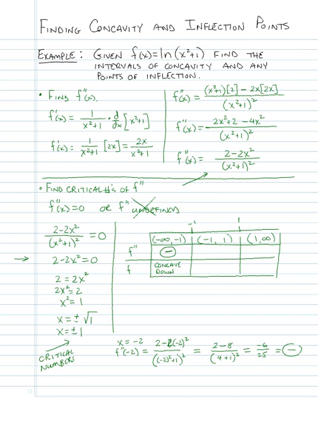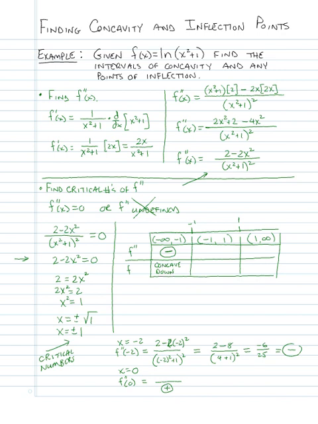Okay, now we look in the next interval. In that next interval, we're going to try x equals 0. So we put 0 into the second derivative. Well, we already discussed that when we put any value into the denominator of the second derivative, we're going to get a positive result. So let's make short work of that.